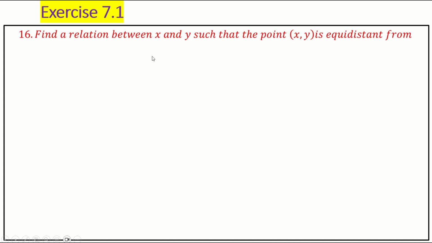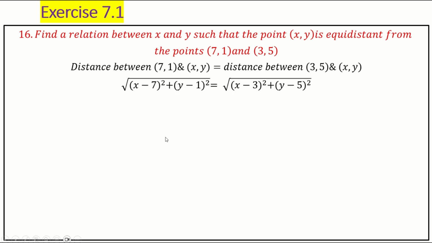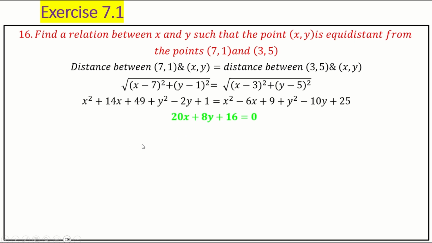Next. Find a relation between x and y such that (x, y) is equidistant from (7, 1) and (3, 5). So same, we have done a similar problem. So simplify it. The equation is 20x plus 8y plus 16 equal to 0. We can further simplify if you want.